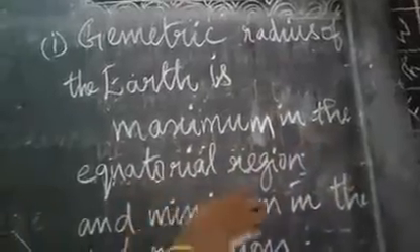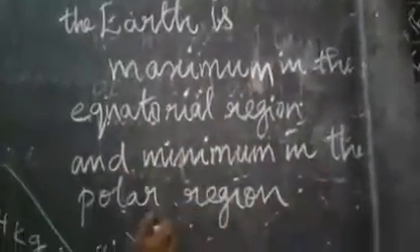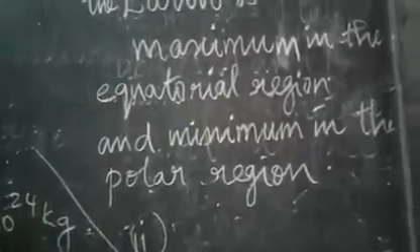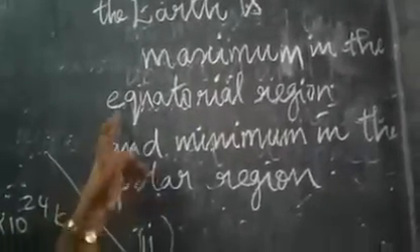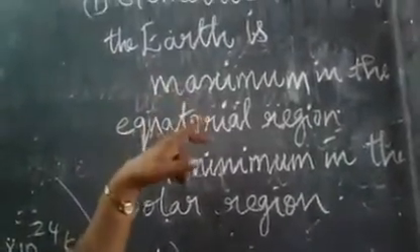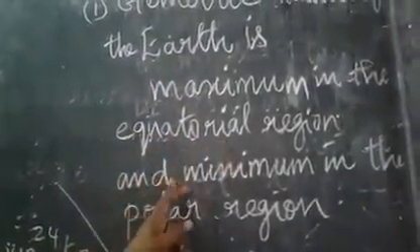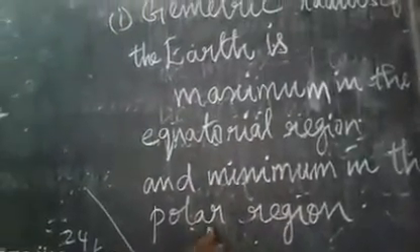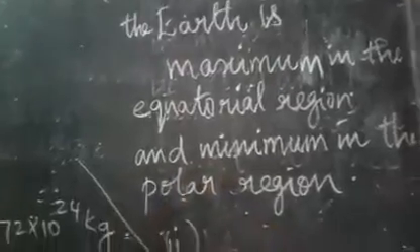The geometric radius of the earth is maximum in the equatorial region and minimum in the polar region. Equatorial region means hot or humid regions. The polar region means the region away from the earth's surface. So it is minimum in the polar region.